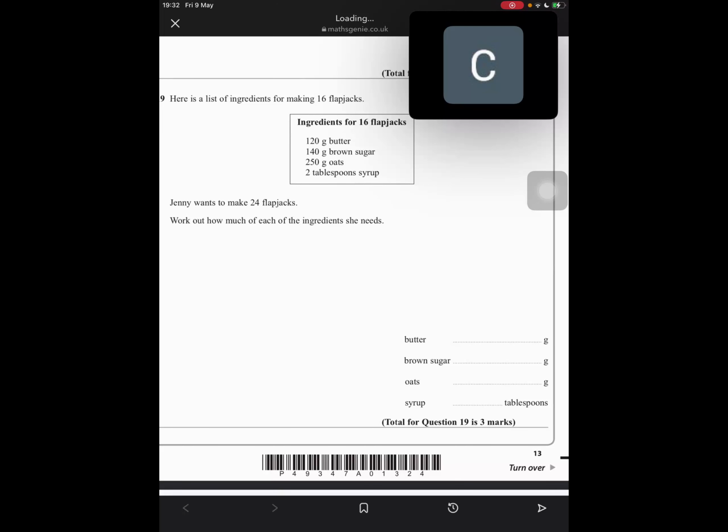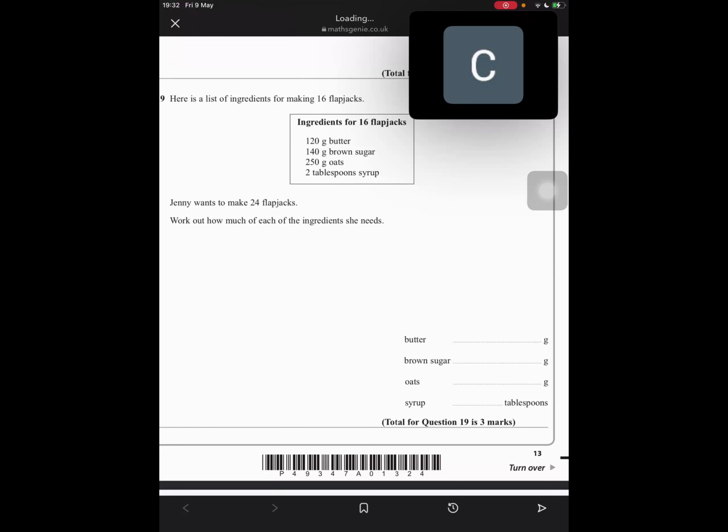140 grams of brown sugar plus 70. That is 210 grams of brown sugar. Okay. Moving on. For oats, we have 250 grams of oats plus 125 grams of oats. So that's going to be 250 plus 125. I'm still doing this mentally. It's going to be 375, right?